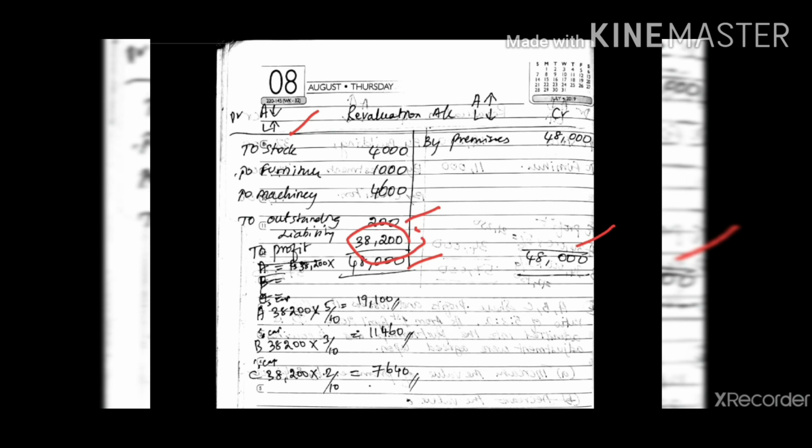It has to be divided among all three partners in their respective old ratio, that is 5:3:2. So 5 by 10, 3 by 10, and 2 by 10. It comes around 19,100 for A, 11,460 for B, 7,640 for C. I hope you have understood the question.